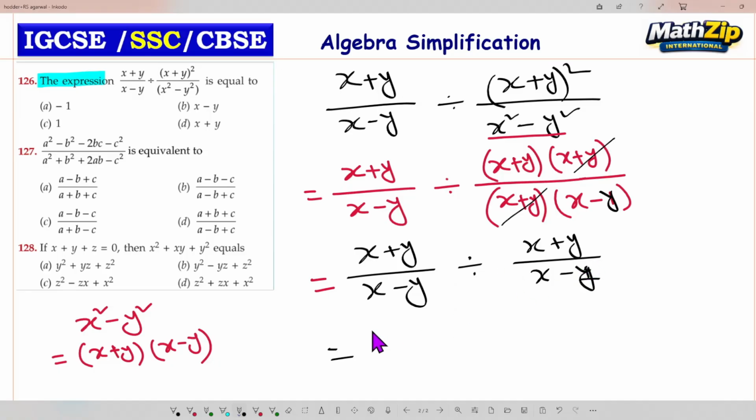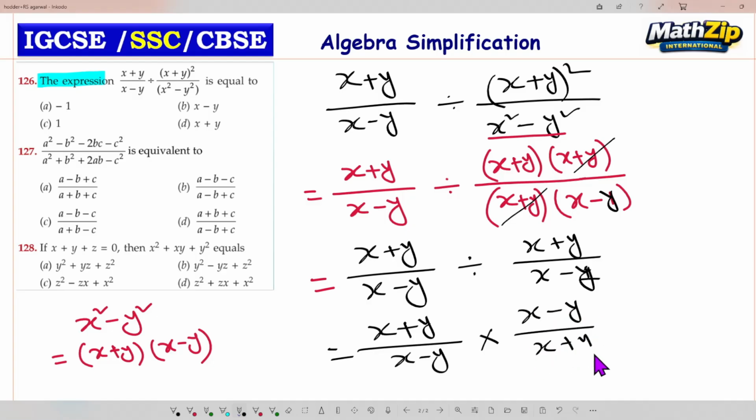In that case, the first fraction, x plus y divided by x minus y, will be unchanged, and here is a multiplication sign, and the next fraction will be flipped. So here is x minus y divided by x plus y. Now look, here x plus y divided by x plus y will be 1, and similarly x minus y divided by x minus y is also 1. So finally we get our result, which is number C, 1. Very simple. I hope you clear this one.